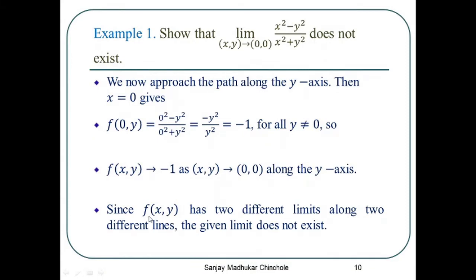What do we get? We get that f(x, y) has two different limits. One of them is 1 along the x-axis and the other is minus 1 along the y-axis, which means it has two different limits along two different lines. Therefore the given limit, (x, y) tends to (0, 0) of (x square minus y square) upon (x square plus y square), does not exist.